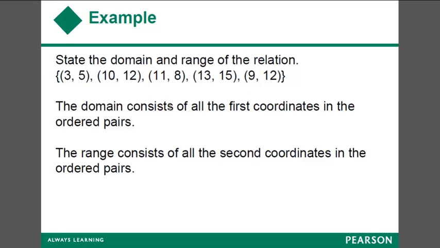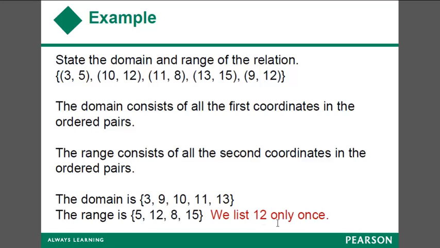So for this example, our domain will consist of 3, 10, 11, 13, and 9. We usually put our domain in order from least to greatest, so I've got 3, 9, 10, 11, and 13. Our range would consist of our second coordinates in our ordered pairs, 5, 12, 8, 15, and 12. Again, we want to look at those. Notice I only put 12 one time because it repeats. I don't have to put the 12 in there multiple times. I just need to make sure that it is in there one time when we're talking about range.